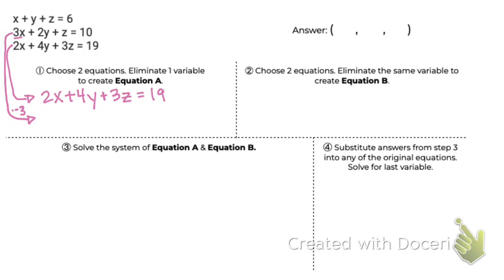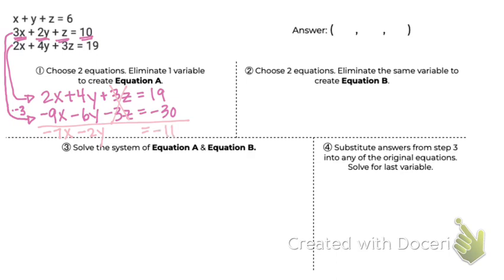When you're multiplying, you need to make sure you multiply each term by negative 3. So this becomes negative 9x. This becomes negative 6y. This becomes negative 3z. And don't forget your constant, this becomes negative 30. Now when we add these two together, 3z minus 3z goes away. How many x's? 2 minus 9 is negative 7x. 4y minus 6y is negative 2y. And 19 plus negative 30 is negative 11.